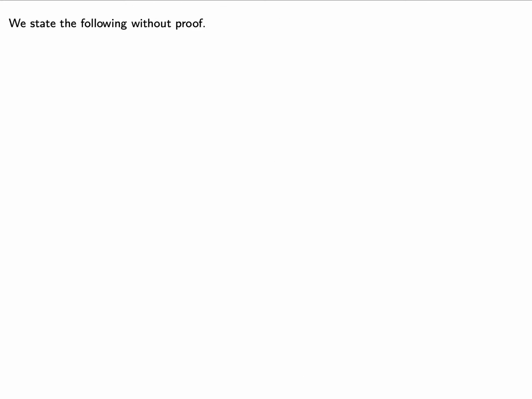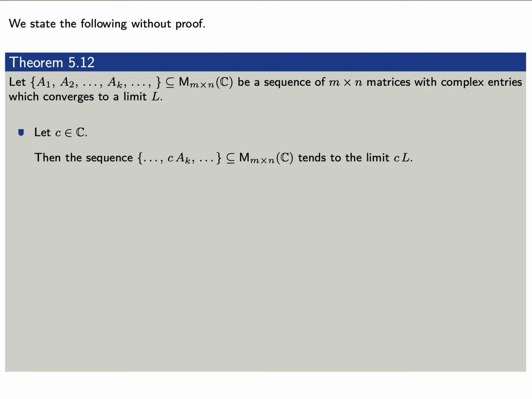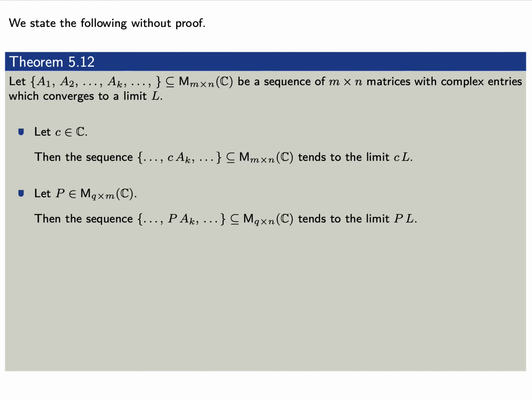We'll state one last result today, and we'll state it without proof. Again, say that we have a sequence of m by n matrices with complex entries that converges to some limit L. First, let's say that c is any complex scalar. Then the sequence corresponding to c times A_k tends to the limit c times L. Second, let's say that P is some matrix, and let's multiply P on the left of A_k to find the matrix P times A_k. Then the limit of this new sequence tends to P times L.